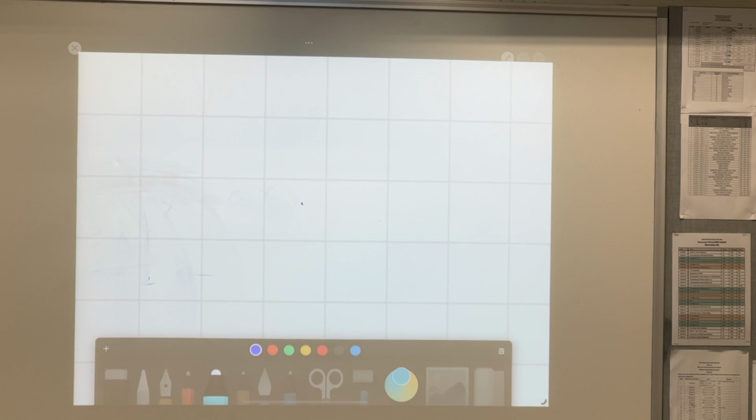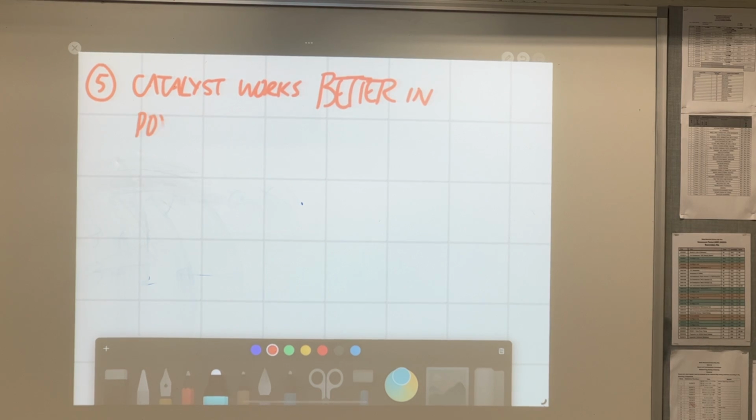Which point is this? The 5th point. There are 4 points on the previous page, and I discussed two of these points together. So the 5th point now: catalyst works better in powdered form.